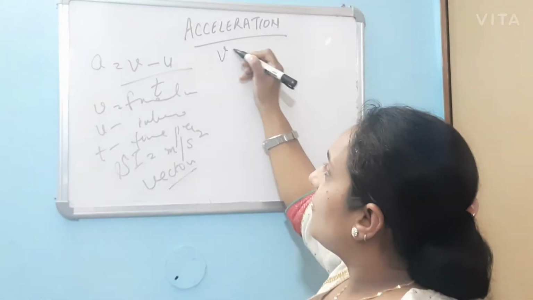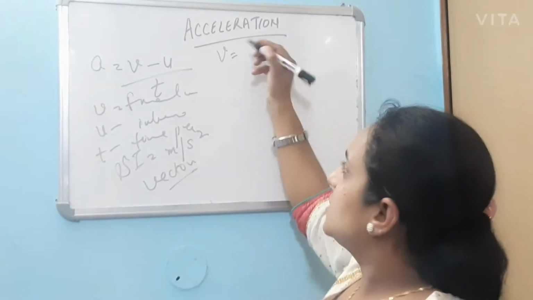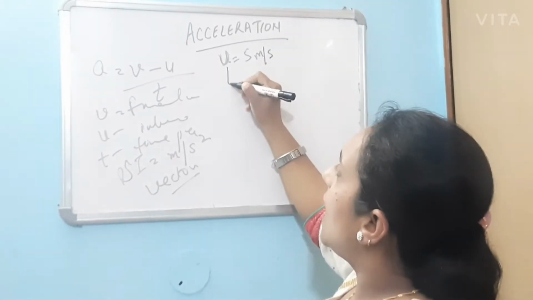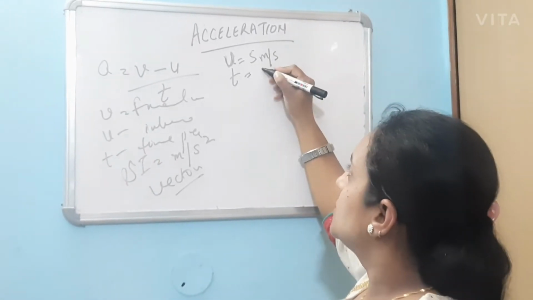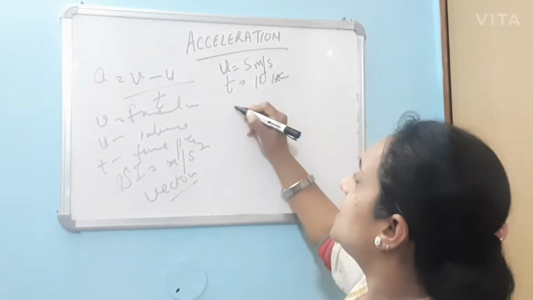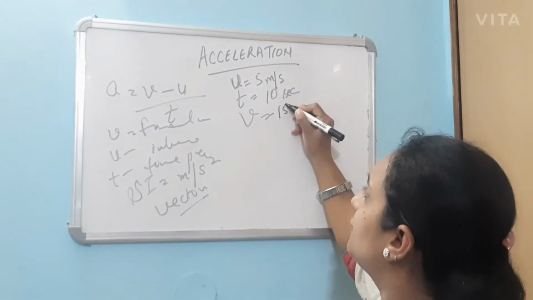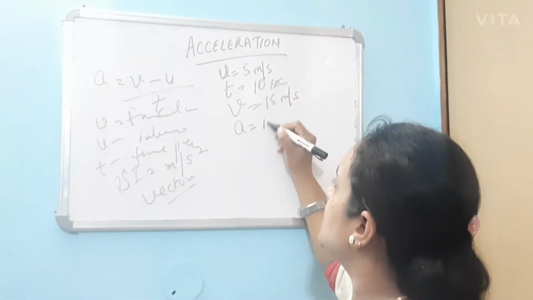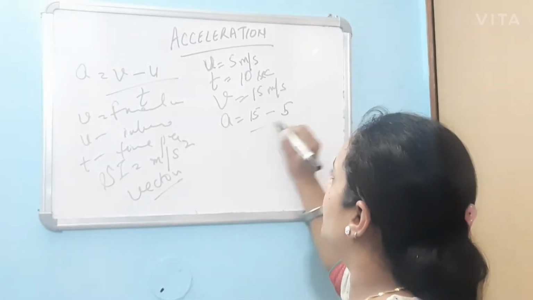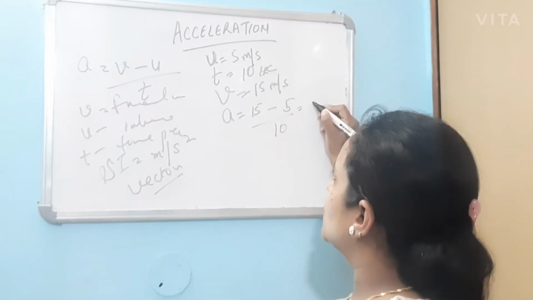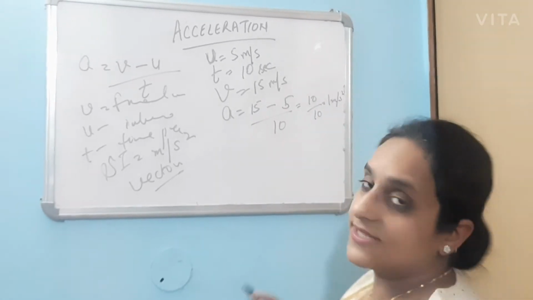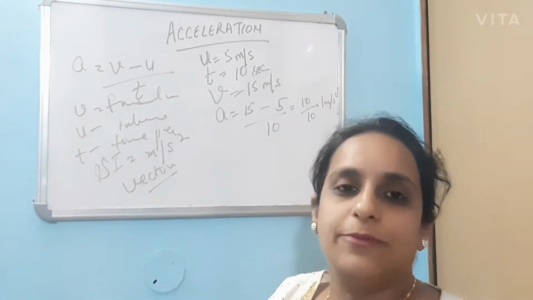Now, suppose an object is moving with an initial velocity of 5 meter per second, and after a time period of, suppose, 10 seconds, it moves with a final velocity of 15 meter per second. What is the acceleration? The acceleration is 15 minus 5 divided by 10, which is equal to 10 upon 10, which is equal to 1 meter per second square. It is accelerating at 1 meter per second square.